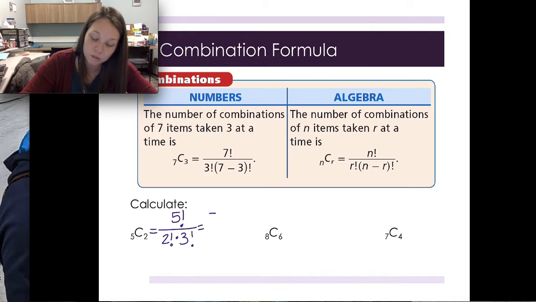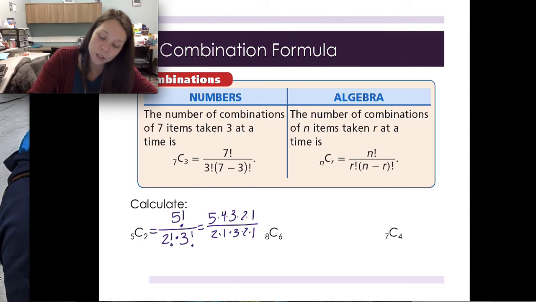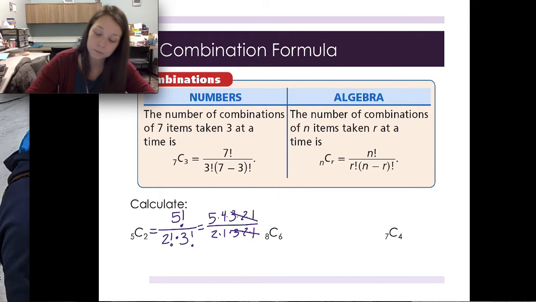So if I do simplifying, I have 5 times 4 times 3 times 2 times 1, divided by 2 times 1 times 3 times 2 times 1. Now, if you're using this method to evaluate these, I cannot cross off all the 2 times 1s. I can only cross off one set of common factors. So I'm going to cross out the 3 times 2 times 1s, but I still have the 2 factorial in that denominator. So I end up with an answer of 10.